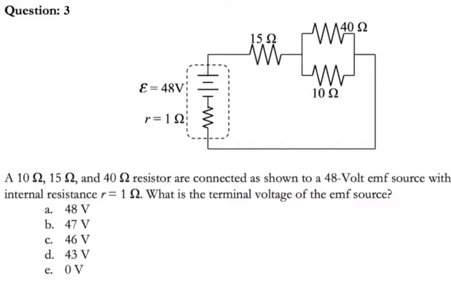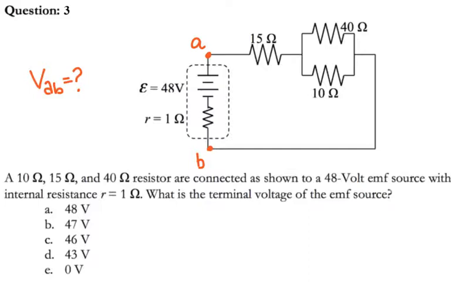And what is the terminal voltage of the EMF source? In this case, we don't have a capacitor, so we don't have to worry about it. All we're going to do is calculate the terminal voltage, or the voltage between, I'm going to mark this point A and this point B. So the terminal voltage is the voltage between points A and B, and this is what I'm looking for.